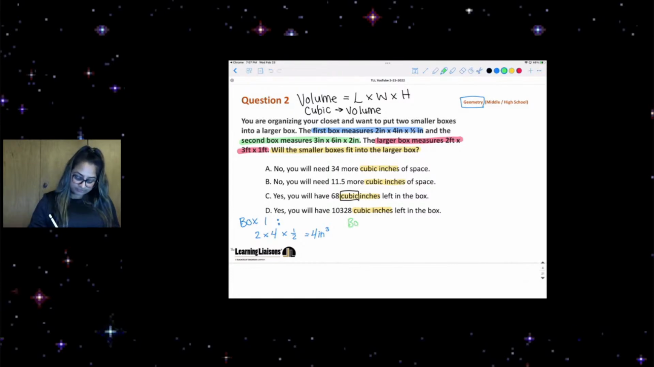Box 2 is 3 inches by 6 inches by 2 inches, which gives me 36 inches cubed, or cubic inches.